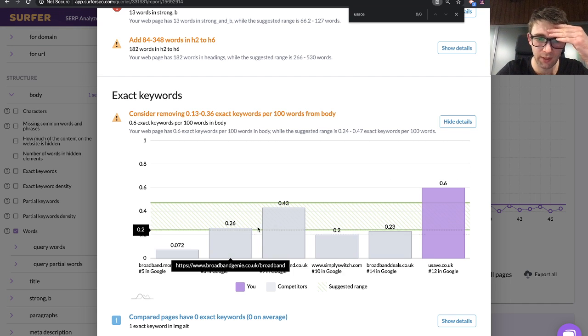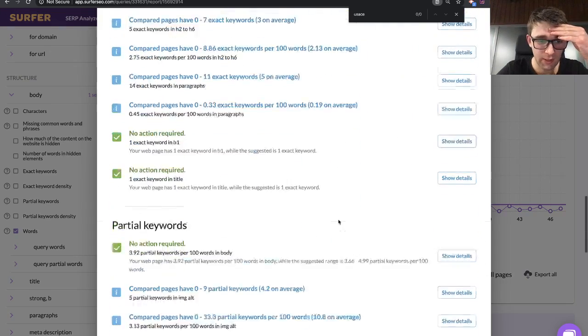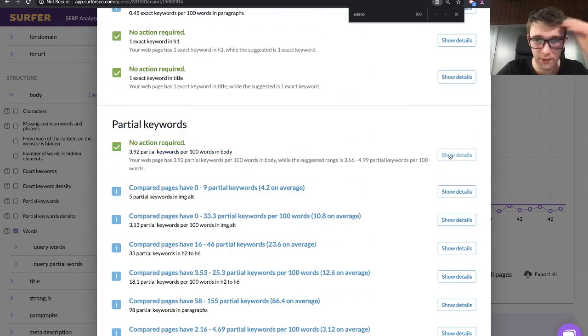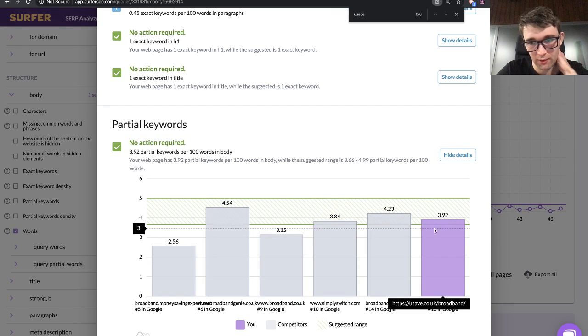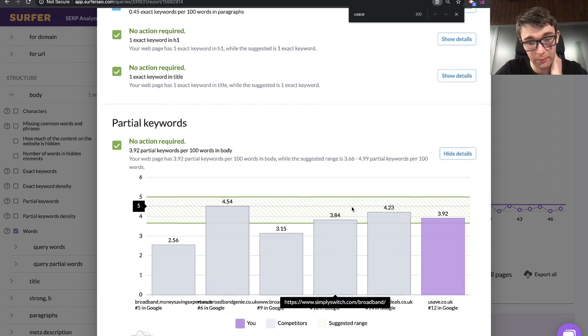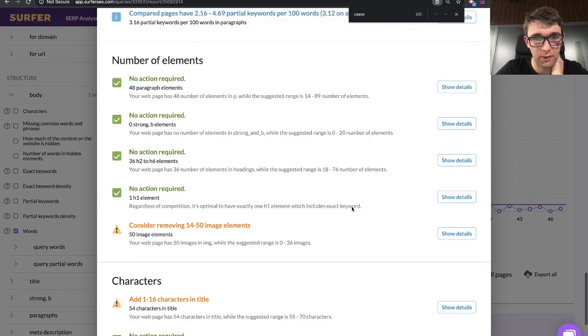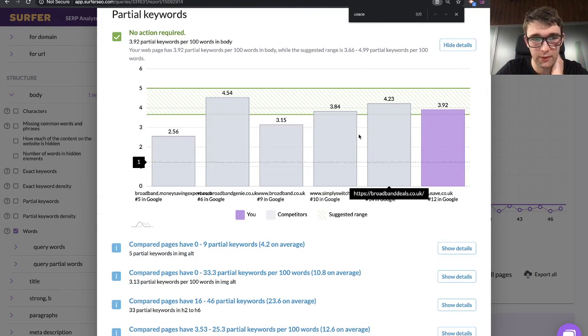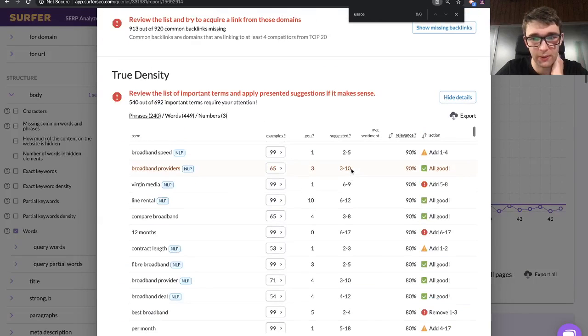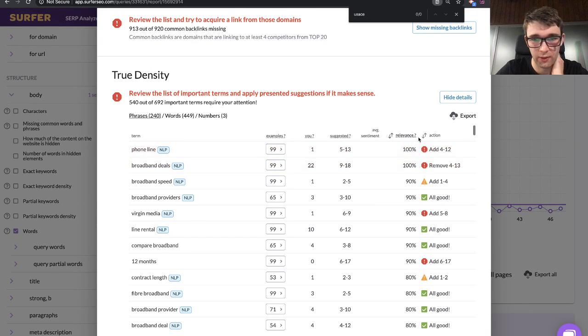That would be a good idea to reduce exact keywords. In terms of partials, you are within the range, almost perfect. It could be raised a little bit, but it's not bad. The rest looks good, so we are fine in this case. Let's take a look at the true density, what's going on in here.